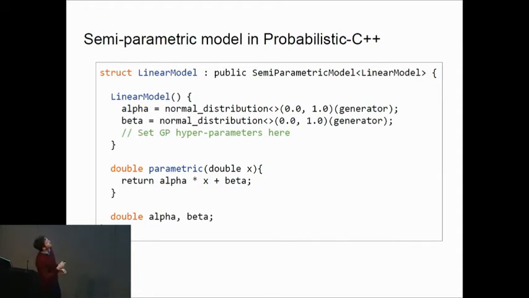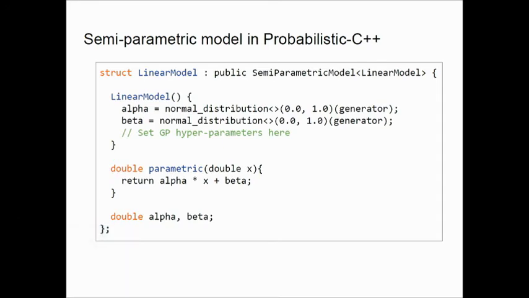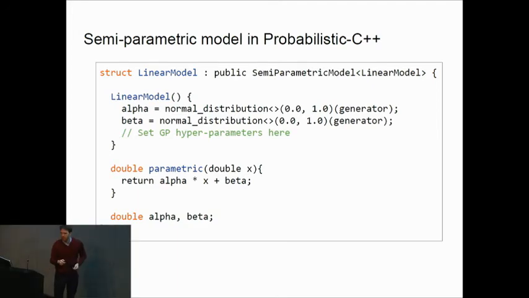Here I have an object, which is a semi-parametric model object, and I express my prior in the constructor. Because it was linear, I had two parameters, alpha and beta, and I sample both of them out of a normal distribution with mean 0 and variance 1. We also have some GP hyperparameters that we would have to sample here, which I didn't show for clarity. Once we've defined our prior, all we have to say is the parametric model. So that linear function is expressed here: we take a single input x, and we return alpha times x plus beta.